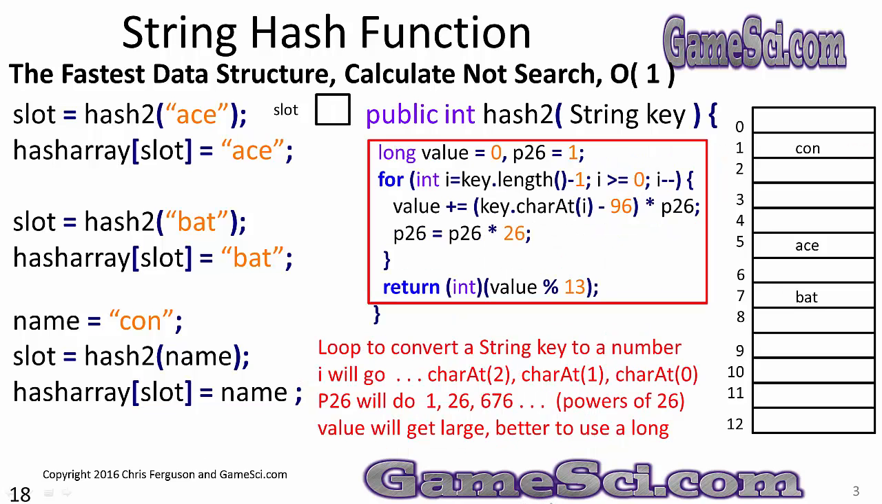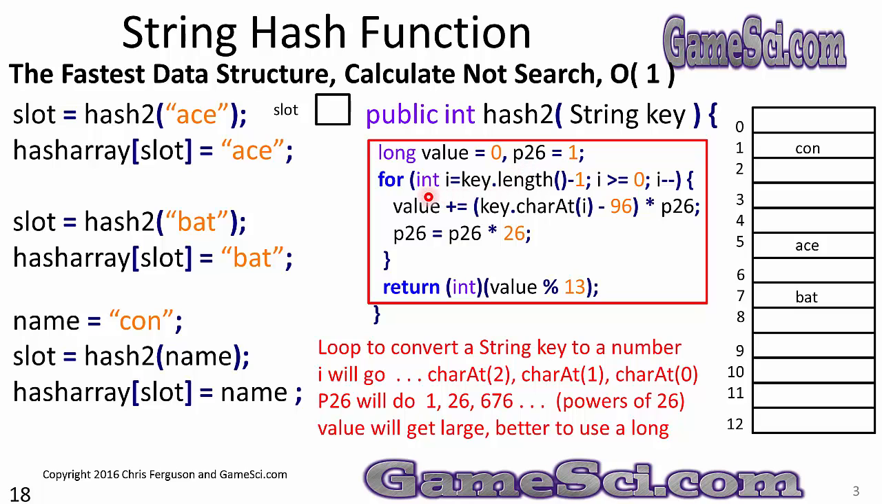Now, I'm not saying that previous function was bad, because you need to see it that way so you can understand the math. But it would be better to use a loop to convert a string key to a number. What I'm going to do with this loop is do charAt 2, charAt 1, charAt 0. If you look closely, value is the large number we're calculating. P26 is the power of 26. 26 to the 0 is 1, so we're going to do 26 to the 0 power here.